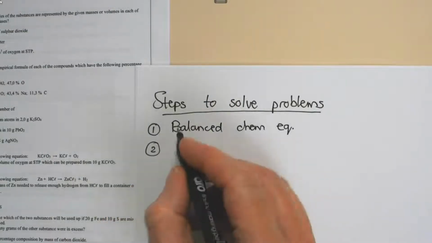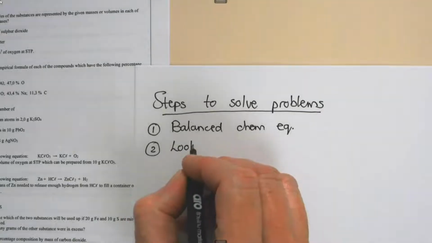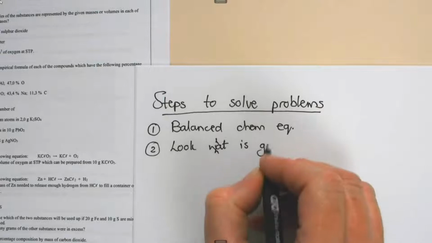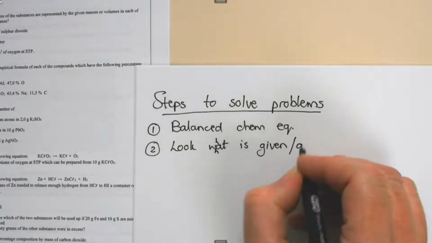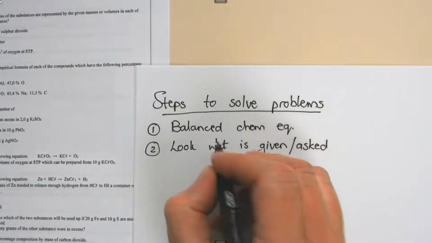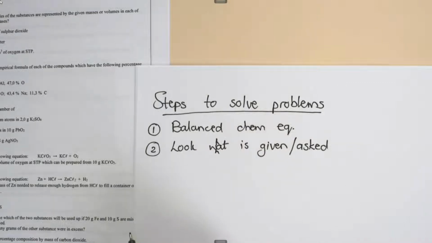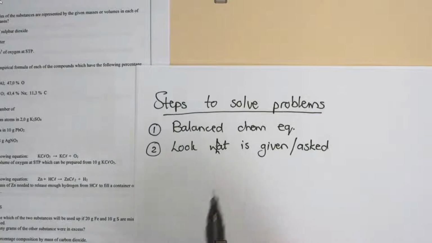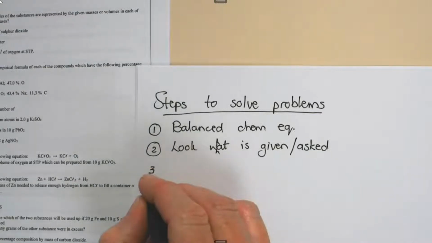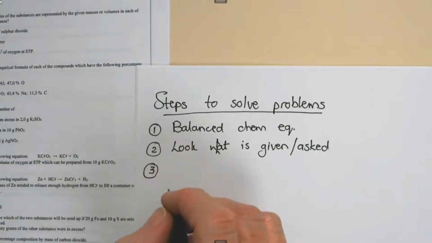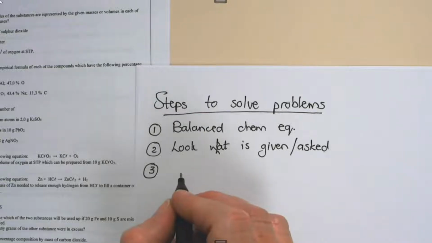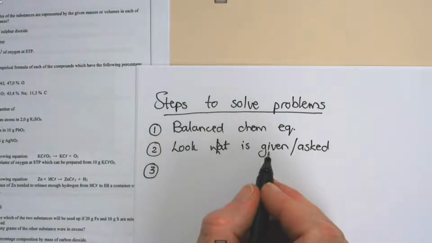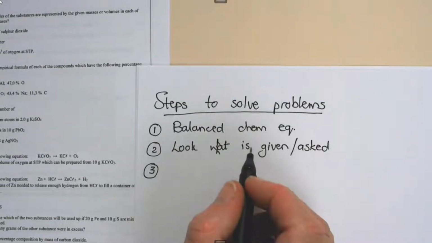Then step 2, you must look what is given and what is asked. So I must extract the information so that I'm sure what is given and what is asked in this whole calculation. Because we like to give you a lot of words, which is sometimes unnecessary. So you must make sure that you just extract the given and the ask.